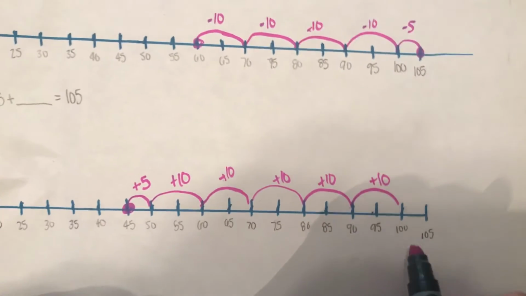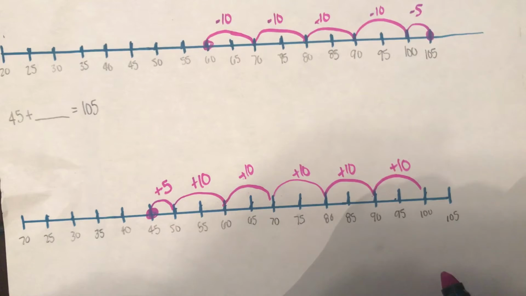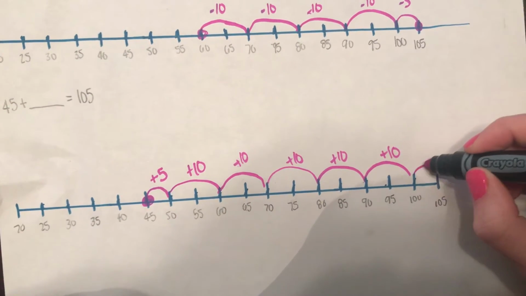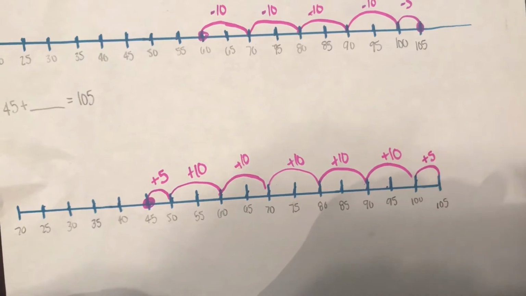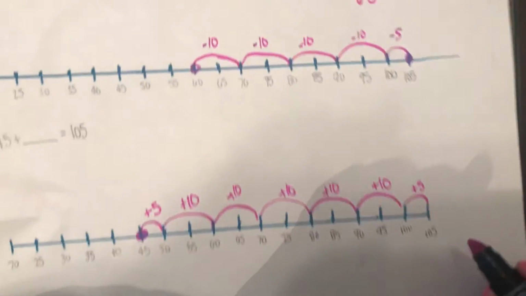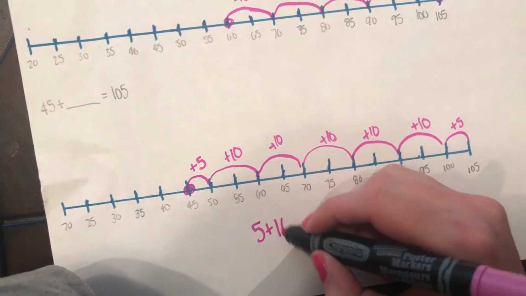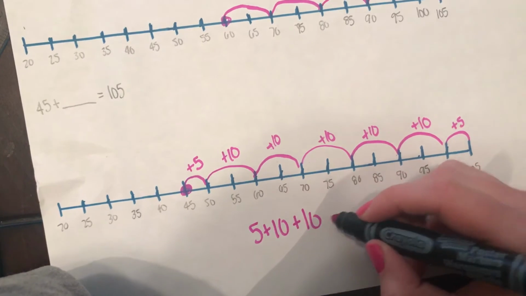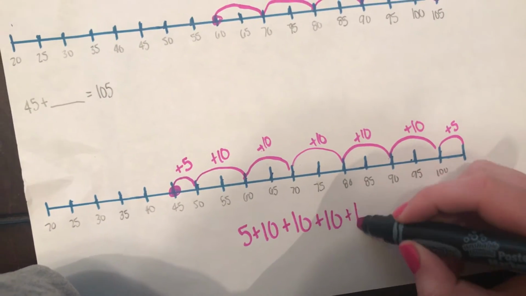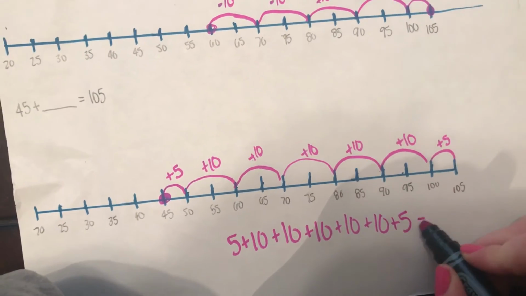Now, since we are at 100 and we need to get to 105, we can't make another 10 jump, but we can make a 5 jump. So we'll go ahead and jump our 5 to get to 105. Next, we are going to add this up to see what our answer is. So 5 plus 10 plus 10 plus 10, 1, 2, 3, plus 10 plus 10 plus 5.